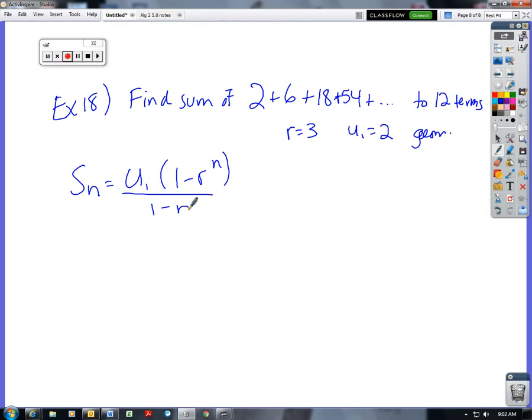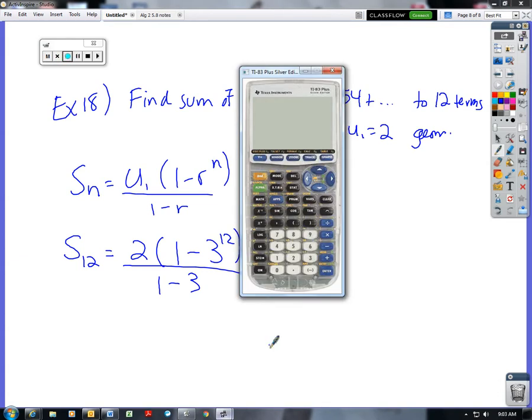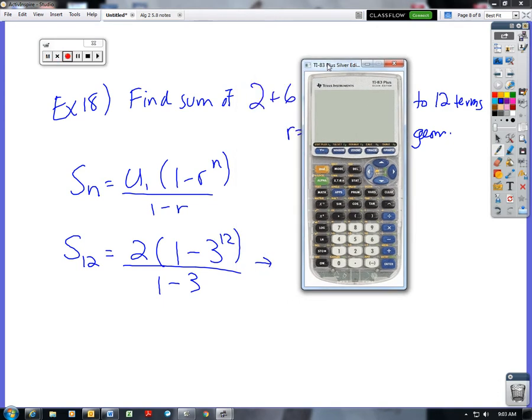And then you just have to plug stuff in. So this will be S sub 12, the 12th partial sum. U sub 1 is 2, 1 minus r, which is 3, to the n, which is 12, all over 1 minus r. And then we just figure it out. Because 3 to the 12th is such a large number, we're going to need a calculator. Two times 1 minus 3 raised to the 12th, enter, divided by negative 2, enter.